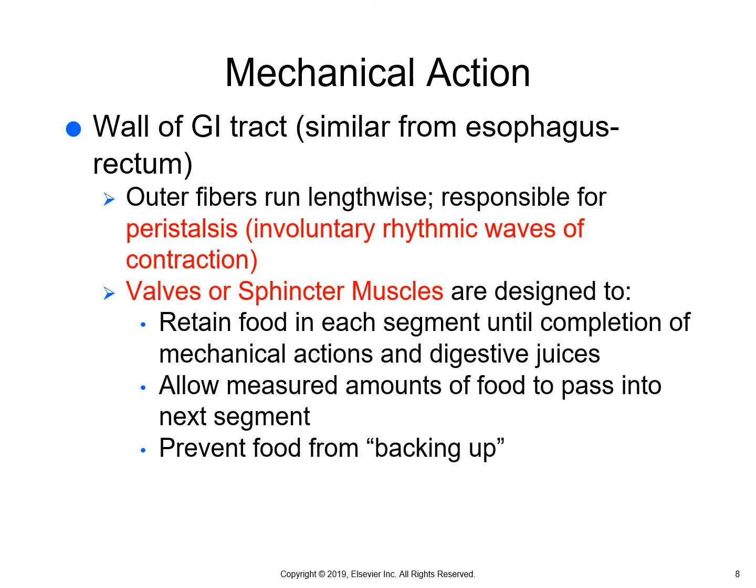Now, when you hear a patient complain of reflux or GERD, what's happening is their lower esophageal sphincter is not working properly. It's allowing some of that gastric juice and food to back up into their esophagus and can cause a burning sensation. So sometimes that can be a problem.